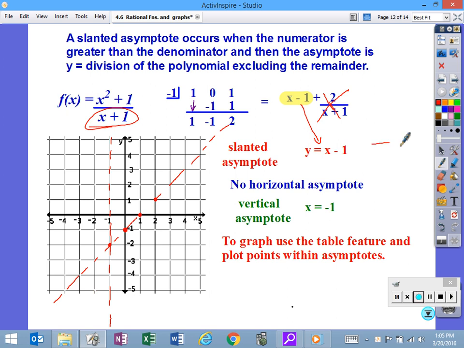So this is where it does not meet a parent function, so we are going to have to substitute actual values to the left of our x asymptote and to the right. So to the left of -1 could be -2 and -3. To the right of -1 could be 0, and 1 is actually on the asymptote, so maybe we want to pick 1.5.